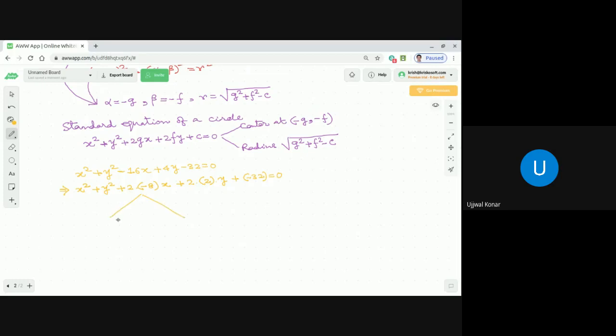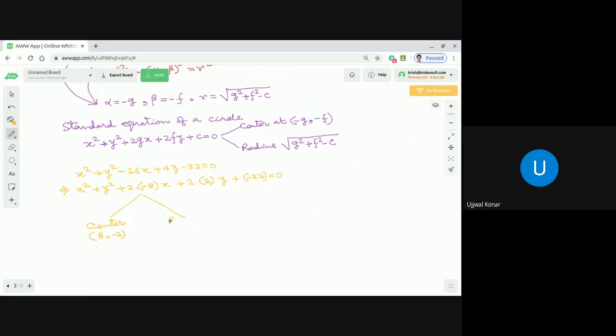So from here we can find the coordinates of the center as minus g, minus f. From here, if we find minus g and minus f, 8 comma minus 2 is going to be the center of the circle, correct? So we get the center of the circle as 8 comma minus 2, because it is minus g, minus f.